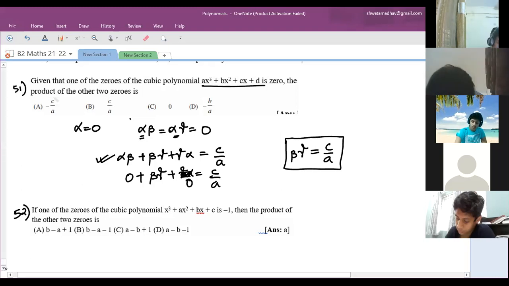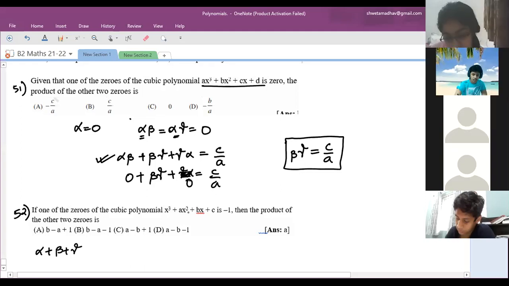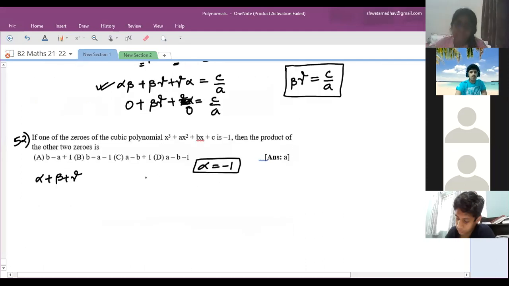Now here for 52nd, we will use all the three relations. They have given one of the zeros, let alpha is equal to -1. Now we have to find out the product of the other two zeros. So product of other two zeros means beta into gamma we have to calculate.